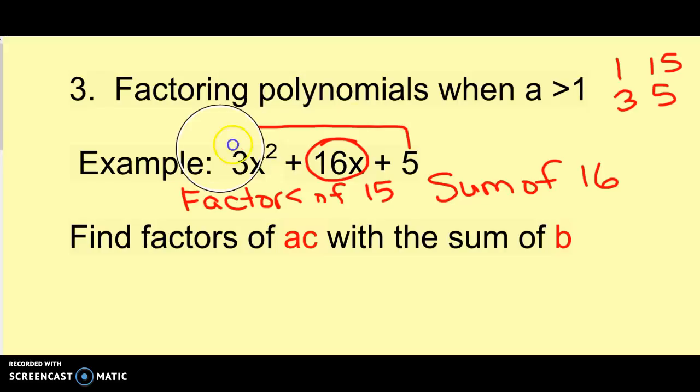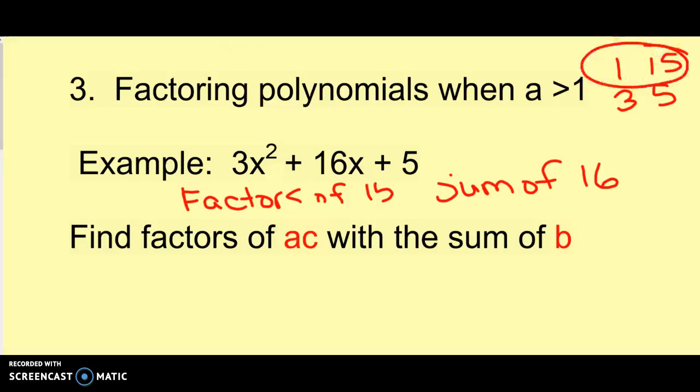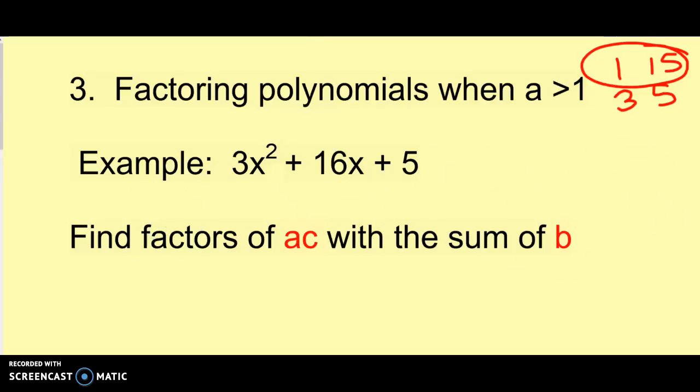All right, so we found that. We got 1 and 15. What are we going to do with that? Well, we're going to rewrite something. Okay, so we're going to rewrite our 3x. No, I'm sorry. We're going to write our 16x. We're going to call it 1x plus 15x now, taking it straight from this part right here.